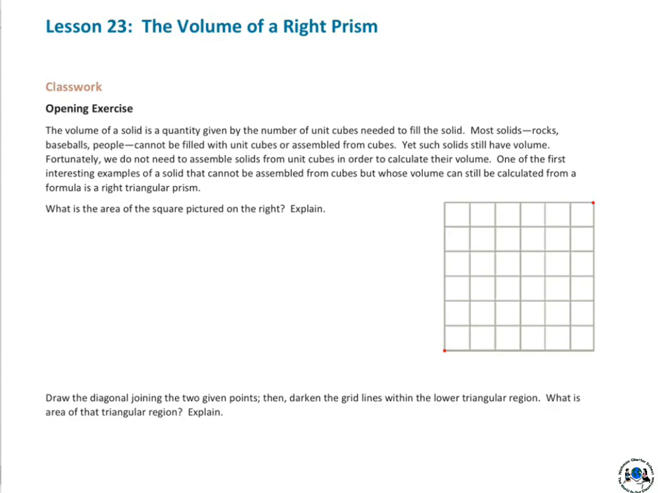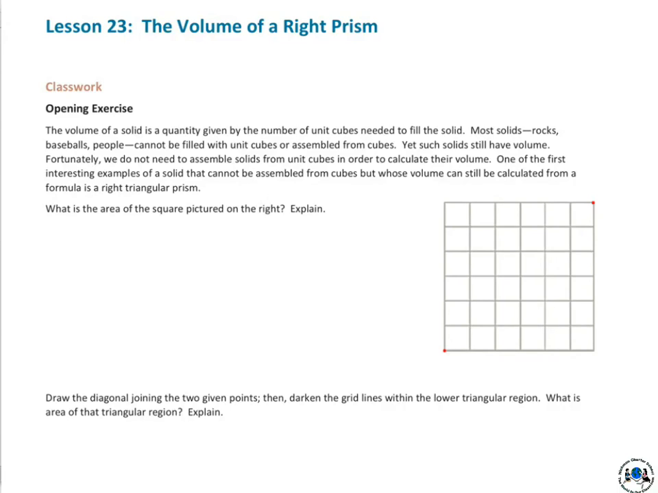There we go. So our opening exercise tells us the volume of a solid is a quantity given by the number of unit cubes needed to fill the solid. Most solids, rocks, baseballs, people, cannot be filled with unit cubes or assembled from cubes, though the Lego people would have it otherwise. Yet such solids still have volume. Fortunately, we do not need to assemble solids from unit cubes in order to calculate their volume. One of the first interesting examples of a solid that cannot be assembled from cubes but whose volume can still be calculated from a formula is a right rectangular prism.